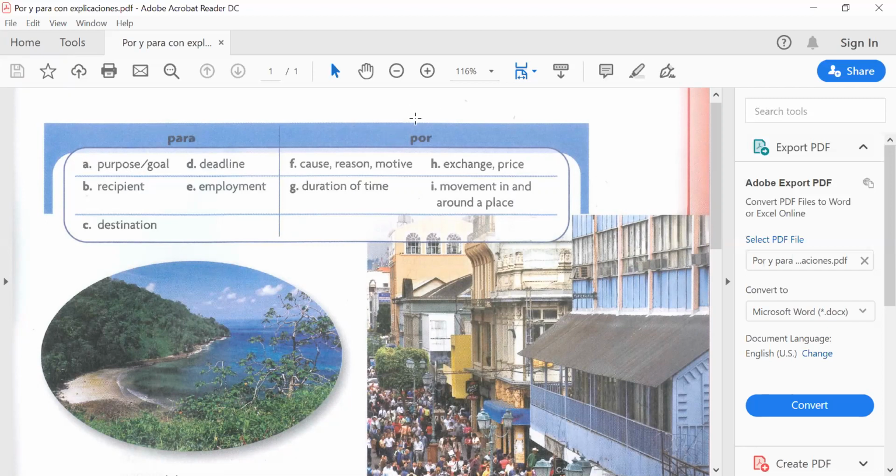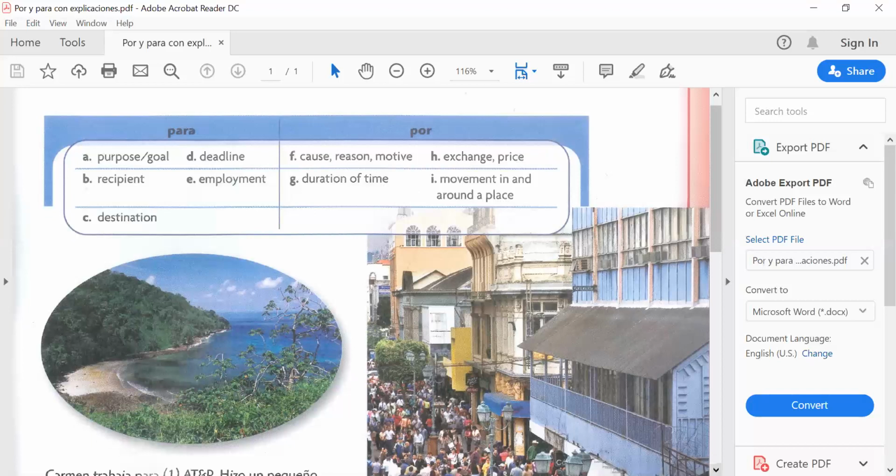Then they go over here and they show you por, and they say por can be used for cause, reason, or motive, duration of time, exchange or price, movement in and around a given place. And that's all nice and great. If you want to memorize, para is used for purpose, goal, recipient, destination, deadline, appointment. Por is used for cause, reason, motive, duration of time, exchange, price, movement in and around a given place. That's fine if that works for you.